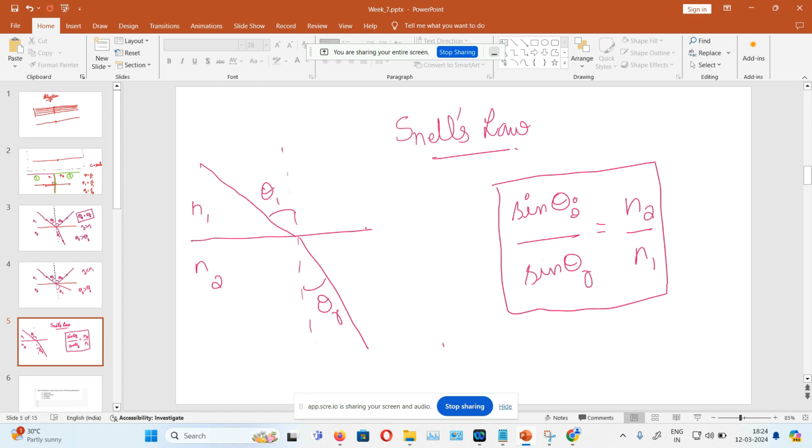Or we can rewrite it as n1 sine theta 1 is equal to n2 sine theta 2, or n1 sine theta I is equal to n2 sine theta r. And this is called Snell's law.